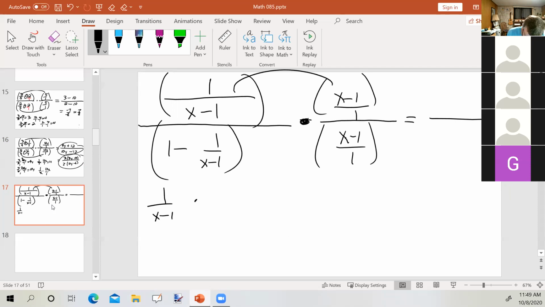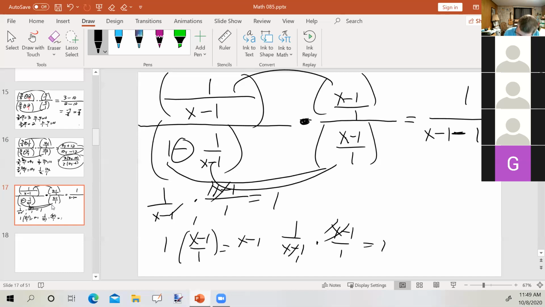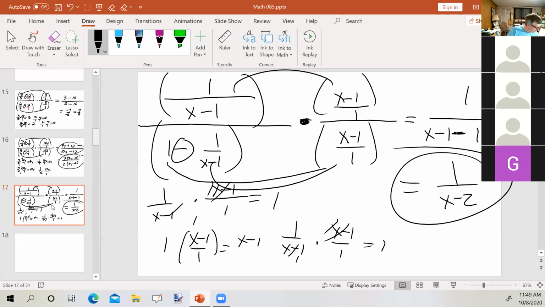1 over x minus 1 times x minus 1 over 1 is 1 in the numerator. In the denominator, we've got 1 times x minus 1 over 1, which is x minus 1. And then minus 1 over x minus 1 times x minus 1 over 1, which again is 1. So I end up with 1 over x minus 2. Did I lose you there? No, it was just a little fast, but I saw how you got there.